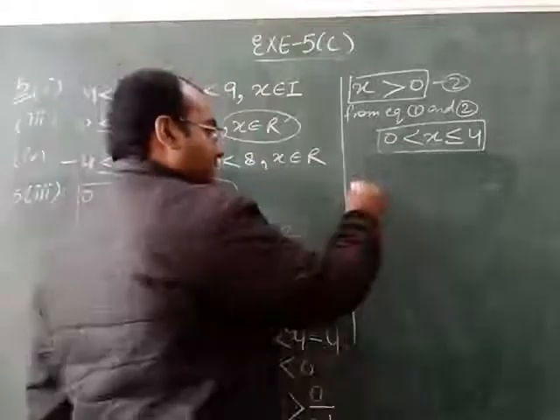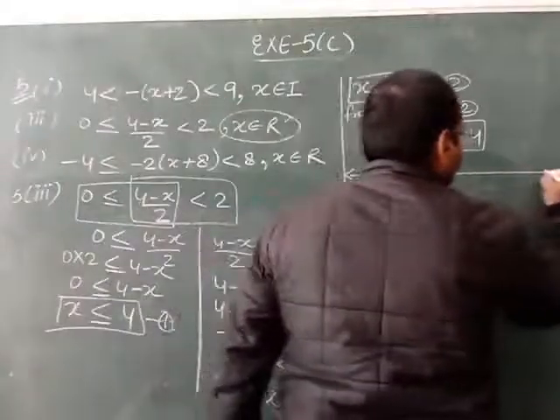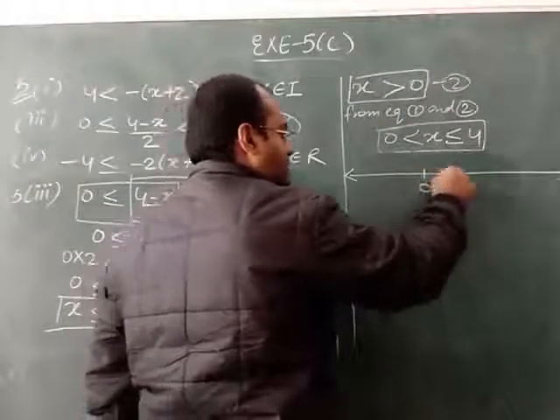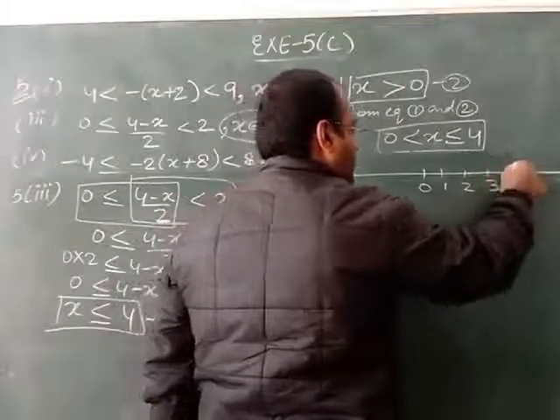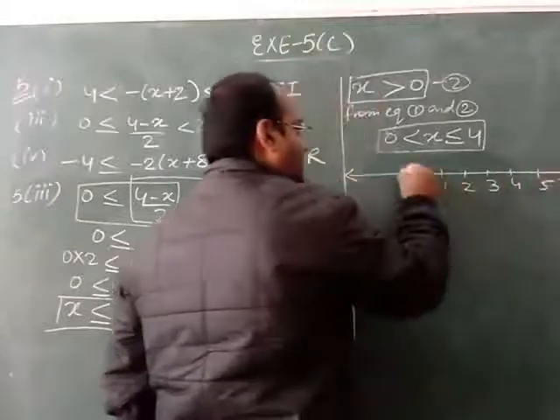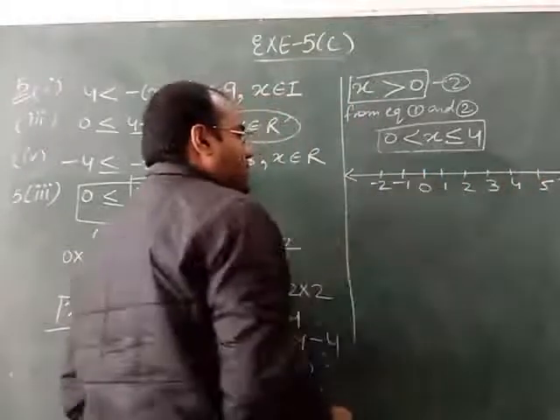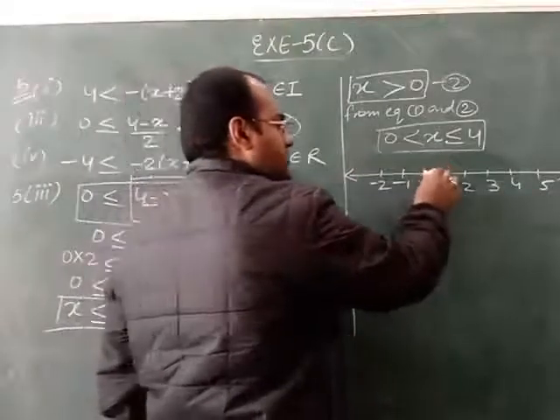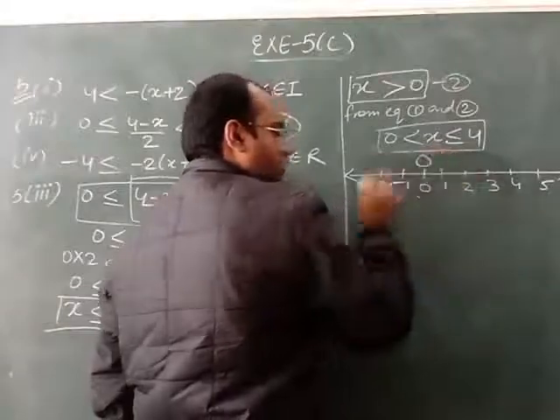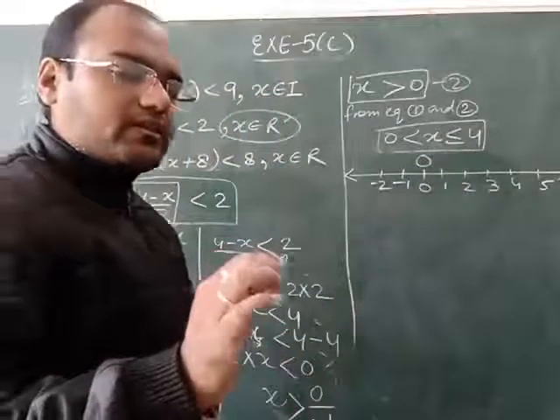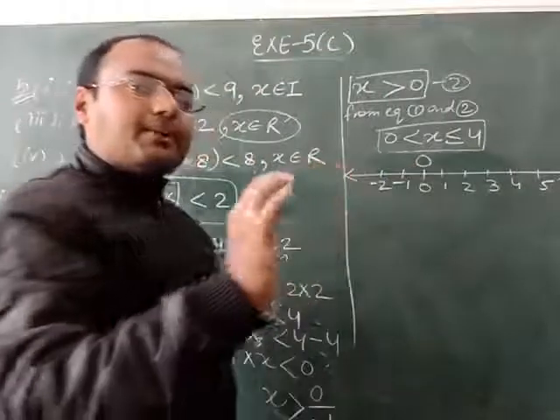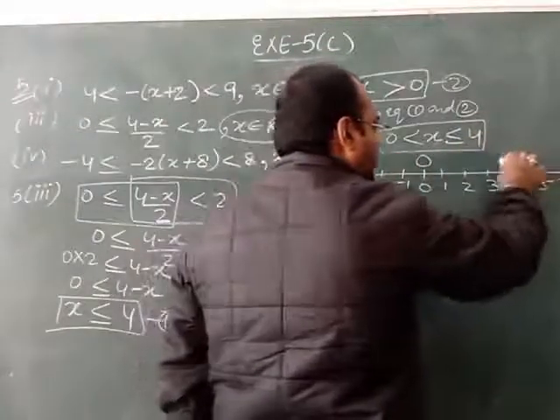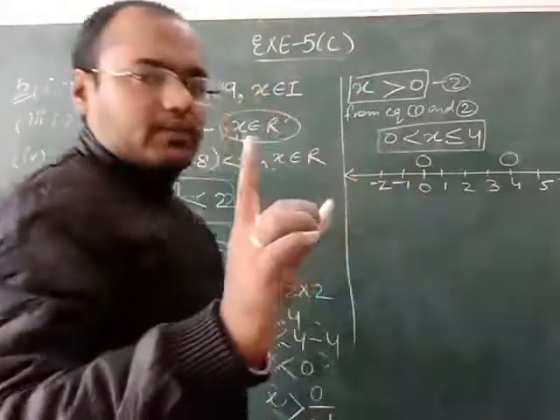तो नंबर लाइन बनाएंगे. Here we will write 0, 1, 2, 3, 4, 5, minus 1, minus 2. So we have to start from 0. Here it is 0. Here we will put one circle. We will not fill it. We will just make one empty circle. Now the next number is 4. At 4 also we will put one circle. We will not fill it.